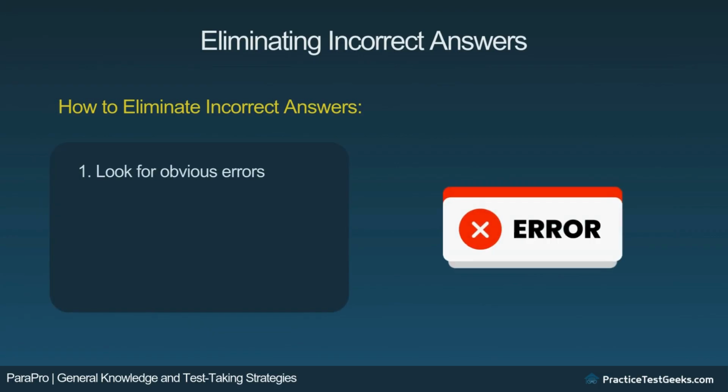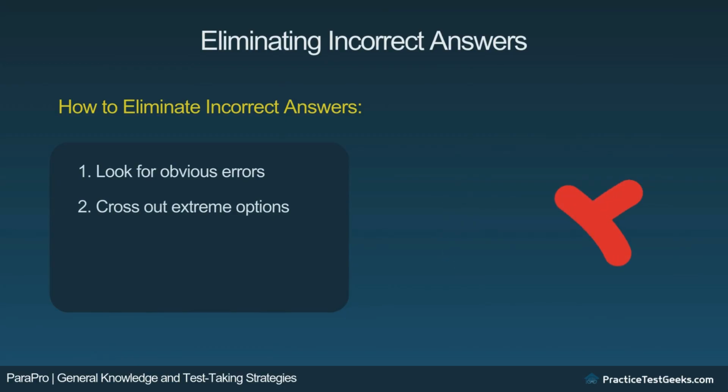1. Look for obvious errors. Some answer choices will be completely incorrect due to factual errors, irrelevant information, or extreme wording, like always, never. 2. Cross out extreme options. Often, extreme options like never or always are less likely to be correct, as most questions involve more nuanced answers.